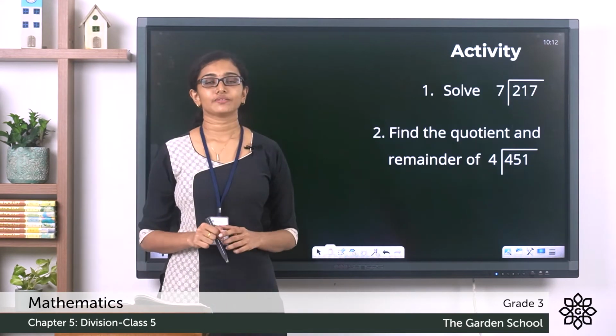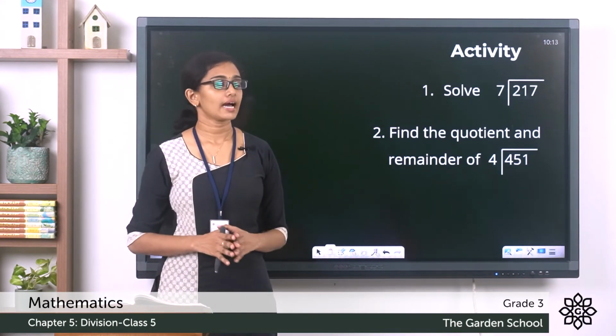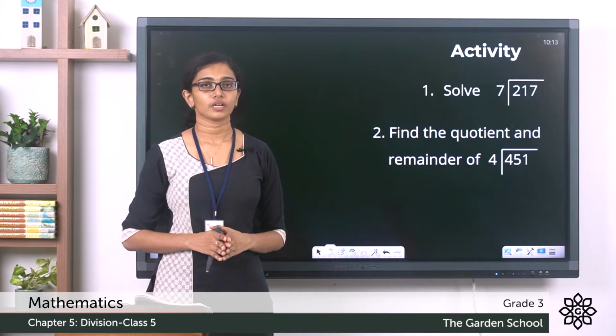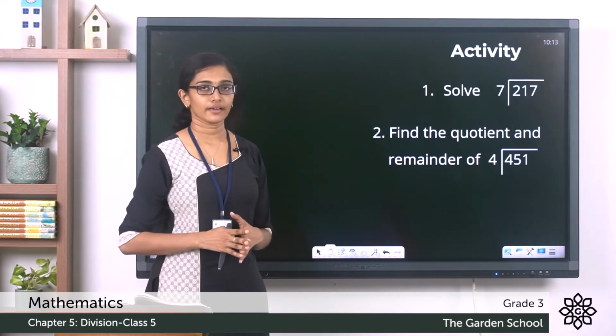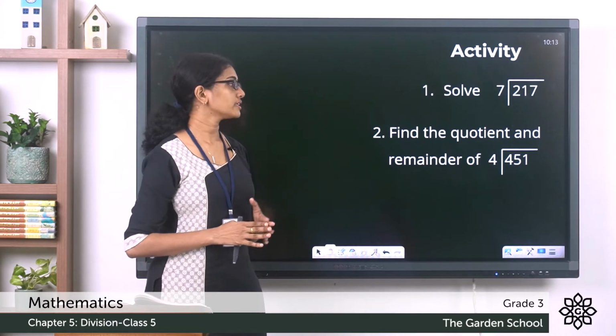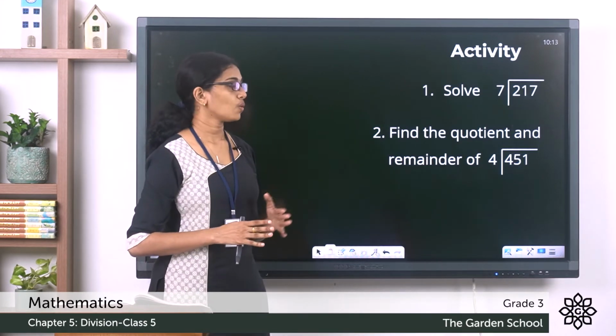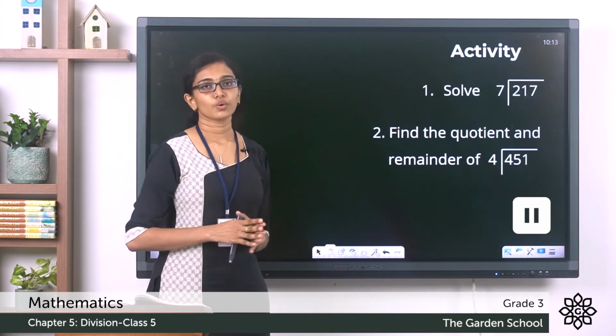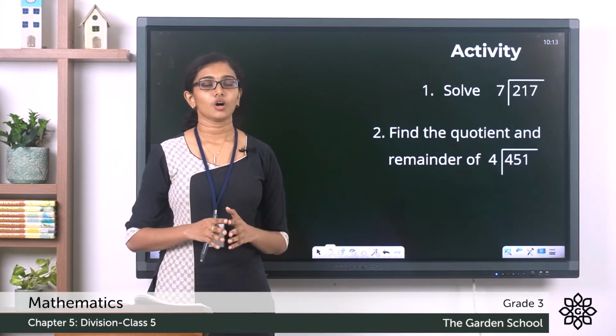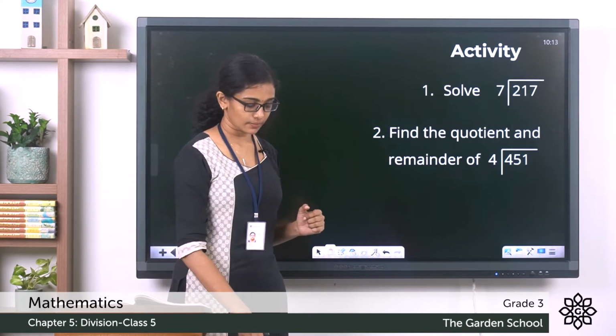Now let's do an activity. Please take your notebook and note down these questions in your notebook. The first one, solve 217 divided by 7, and the second one, find the quotient and remainder of 451 by 4. You may pause the video, finish doing the exercise and come back. Hope you are done with that. Now let's discuss the questions.